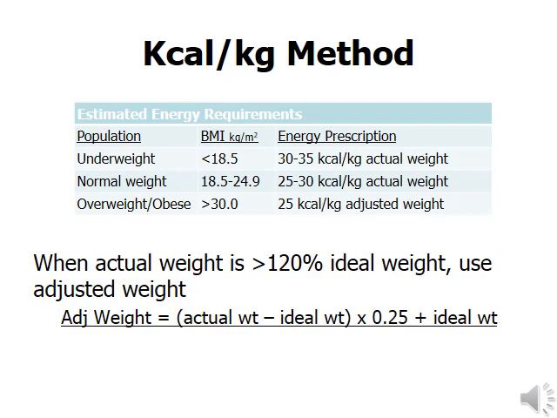When an individual weighs greater than 120% of his or her ideal body weight, adjusted weight is calculated and utilized to dose calories. Adjusted weight is calculated assuming that 25% of the excessive mass is metabolically active, while the remaining 75% is fat mass. Calories should not be prescribed to feed this excess fat mass weight. The calculation for adjusted weight is presented on this slide.